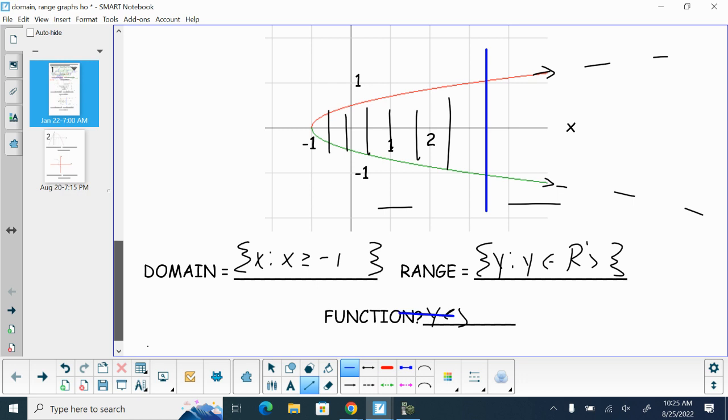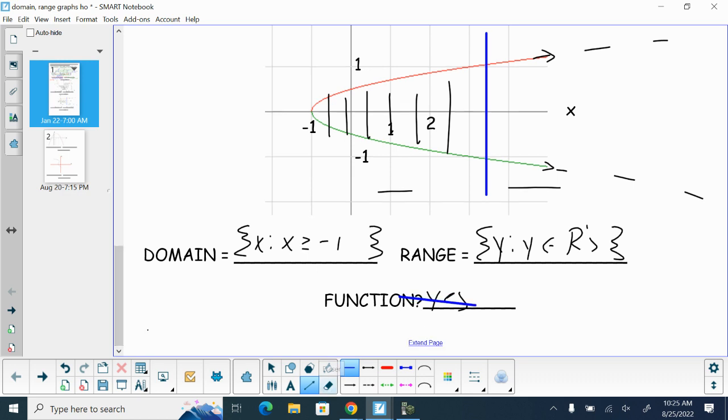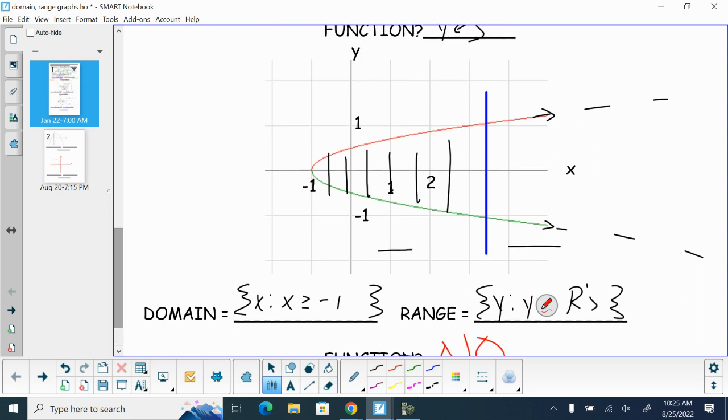No. So, no, that is not a function. Once again, the reason why is if I take this one x value here and look at the y values for that one x value, I go to this y value, I go to that y value. So I have one x that goes to two different y's. Not going to be a function then.